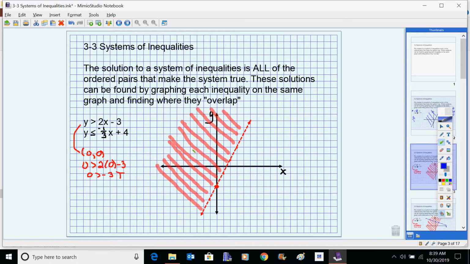Is that going to be a solid or a dashed line? Solid, because of the or equal to. And we start where for this graph? +4, so 1, 2, 3, 4. And then our slope of -1/3 tells us go which way? Down 1, right 3. So down 1, right 3, down 1, right 3, on and on.